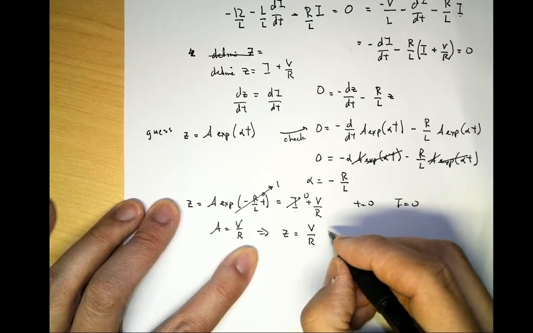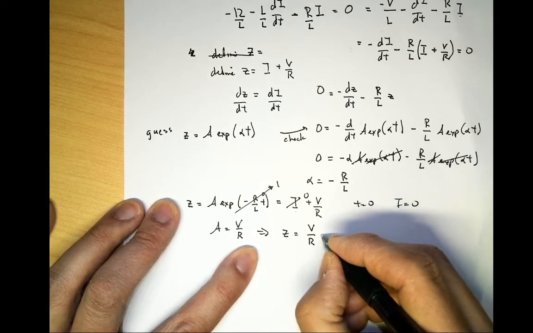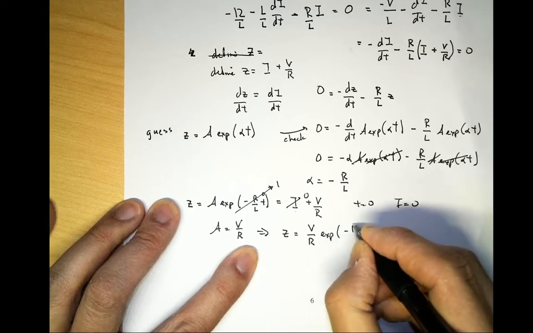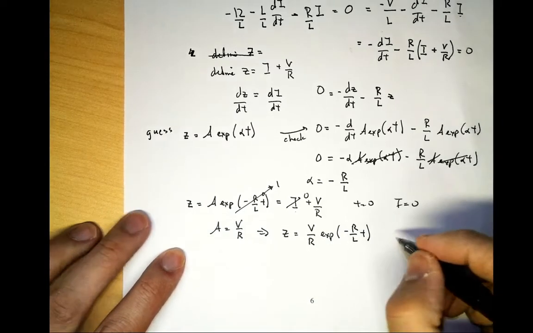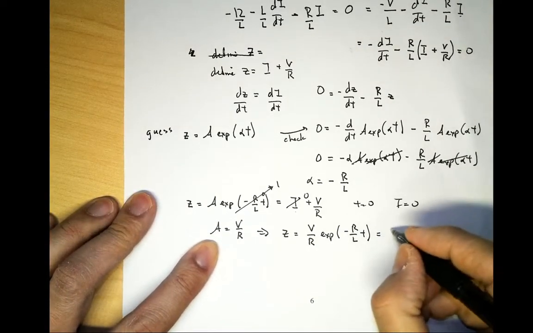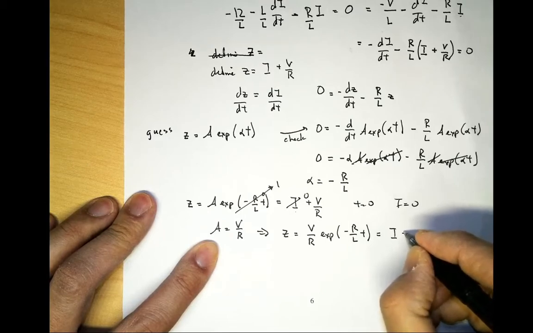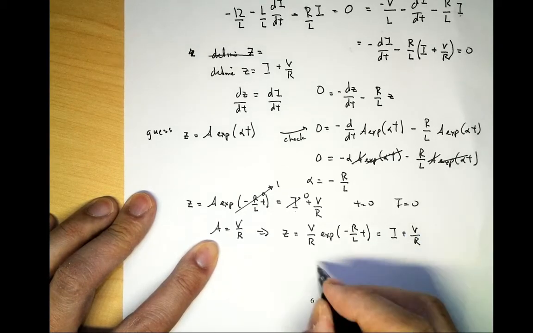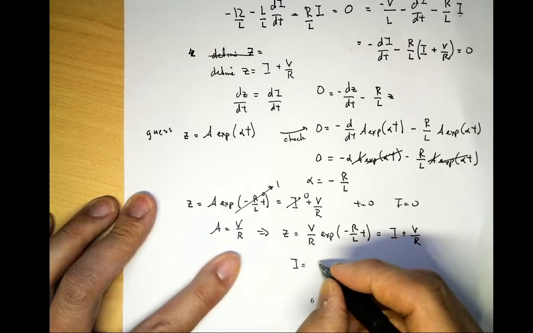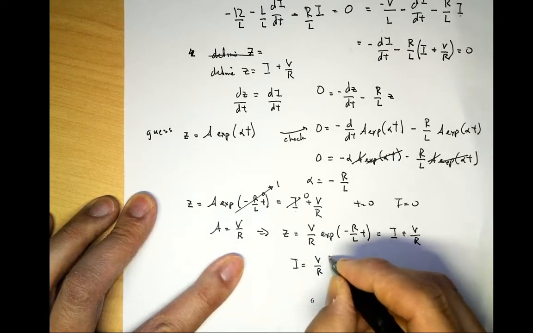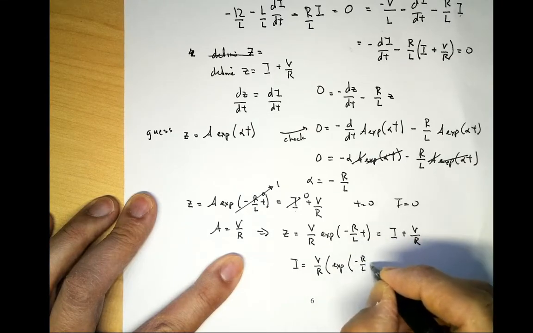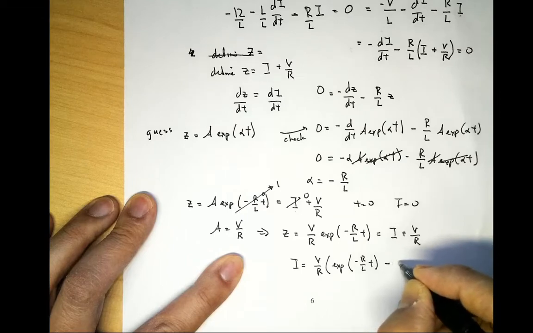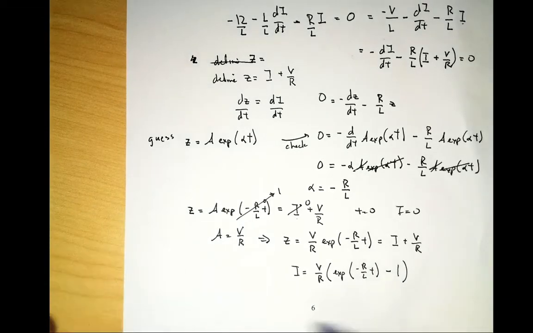Let's see, so this is going to be exponent minus r over L times t. All right, so that's quite nice. And now this is actually equal to I plus v over r. So basically I is equal to v over r times exponent minus r over L times t minus 1, right? It's a little bit different than it was previously.